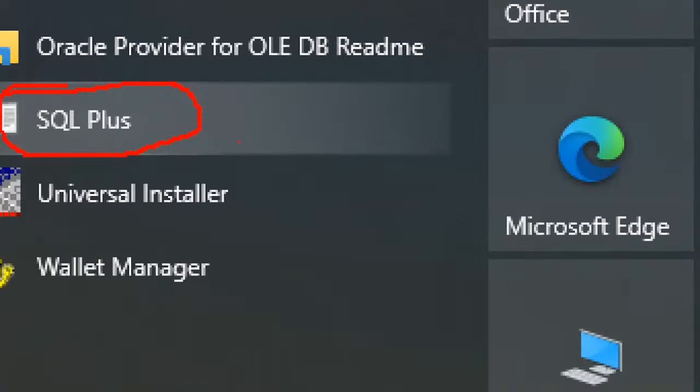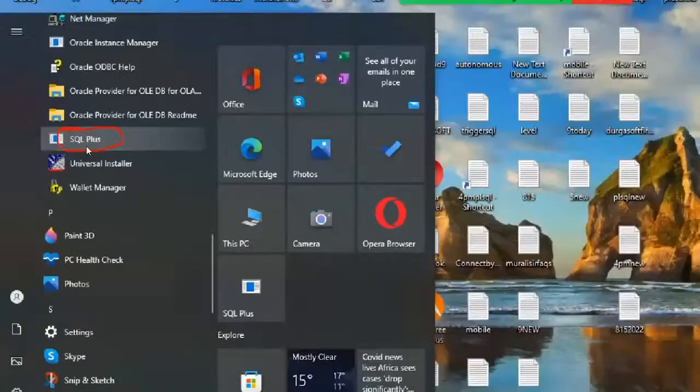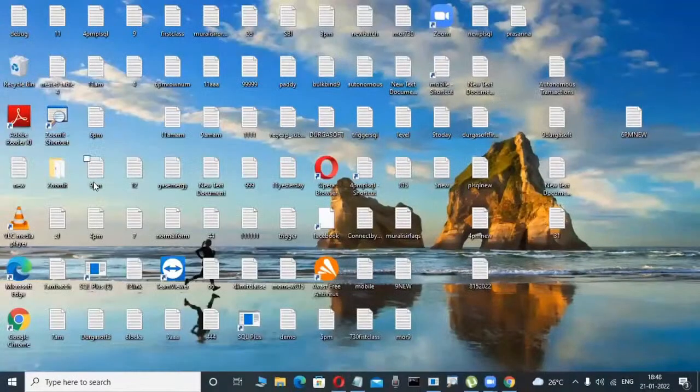SQL Plus is a default tool. Again, SQL Developer is a tool, that is a GUI tool. That tool you can also install, not a problem. Again, SQL Navigator is a tool, Toad is a tool. Those are all explicit GUI tools. But SQL Plus you are not required to load. Once we load the Oracle software, automatically that SQL Plus tool is available.